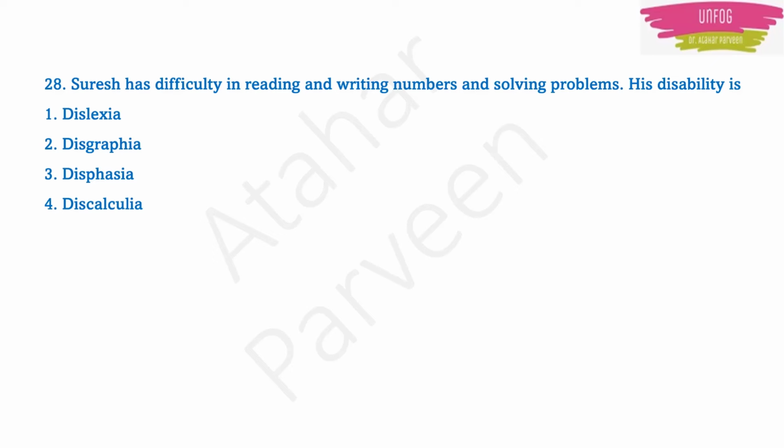Next question, number 28. Suresh has difficulty in reading and writing numbers and solving problems. His disability is, so the 4 options they are giving are dyslexia, dysgraphia, dysphasia, dyscalculia. So Suresh is the person who is having difficulty in reading and writing numbers and solving problems. So what is the disability he is having? It is called dyscalculia.